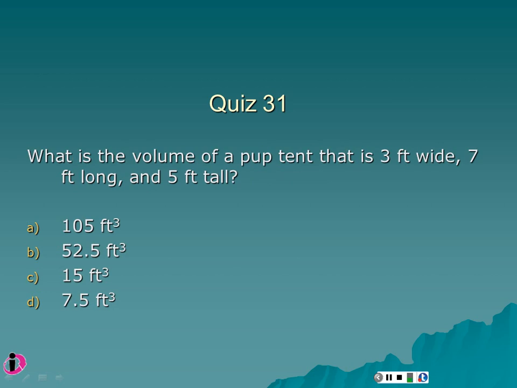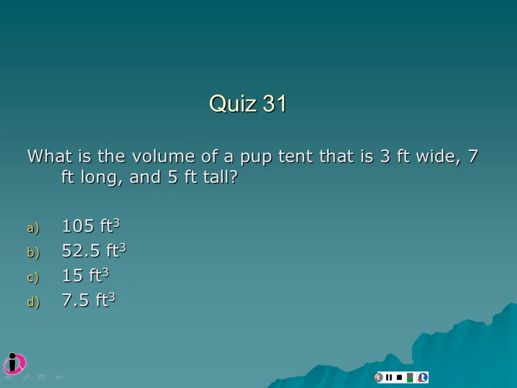What is the volume of a pup tent that is 3 feet wide, 7 feet long, and 5 feet tall? Now how does the pup tent look? Any guess? Guess the tent. How does a tent look when you go camping? That should be a triangular prism, right? You have to understand the object. When you understand the object, you are done, because you will have the formula for that.